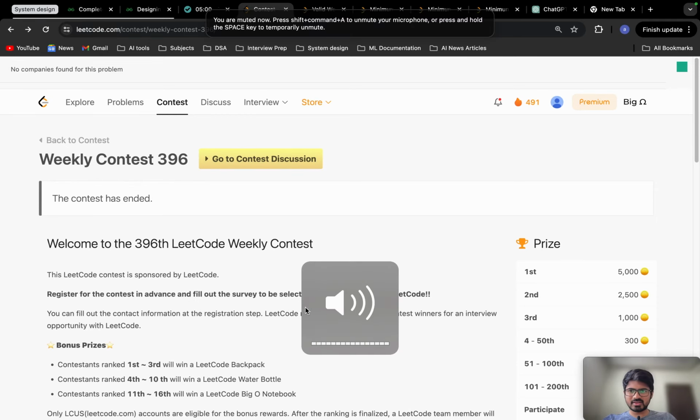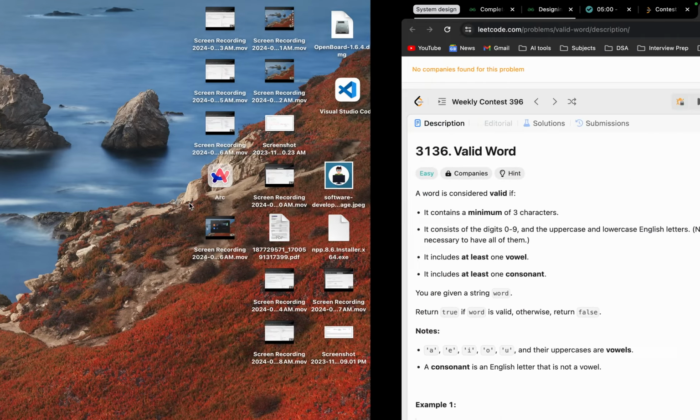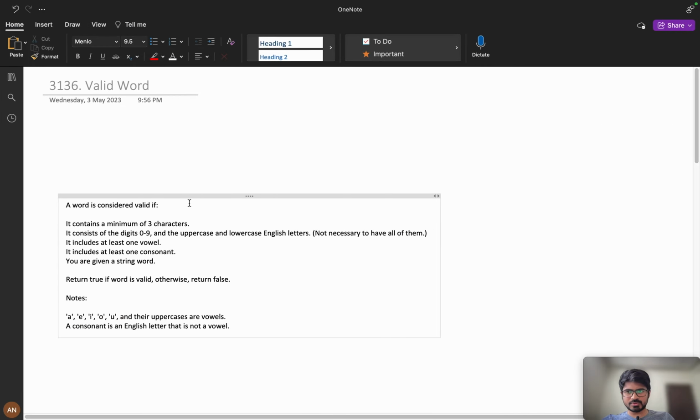Everyone, let's solve problem A from weekly contest 396. The problem is Valid Word. First, let's understand the problem statement.